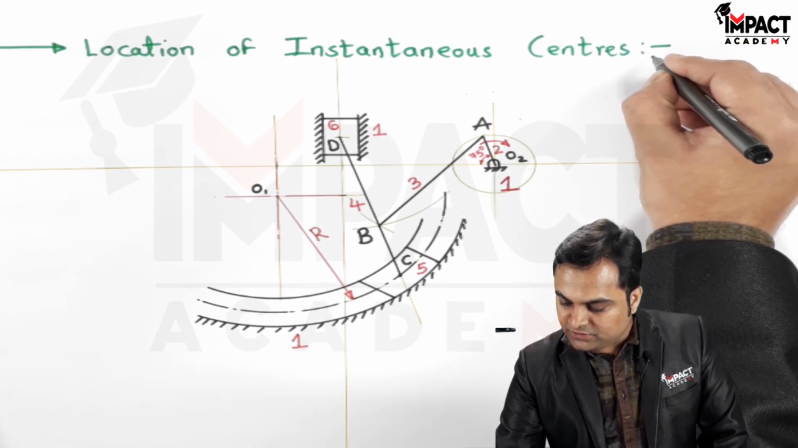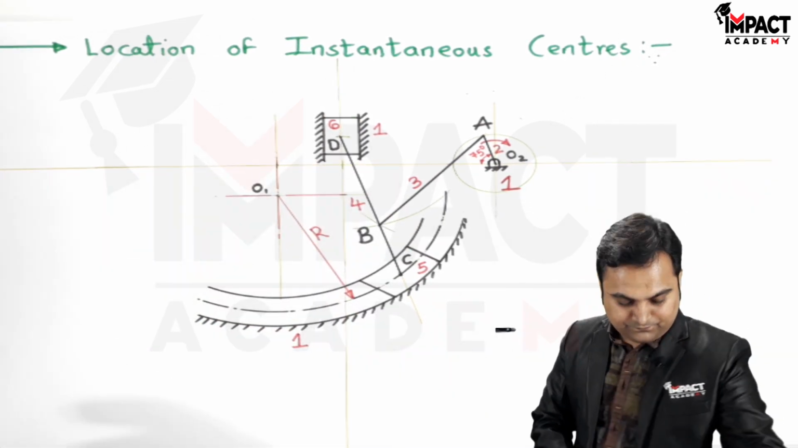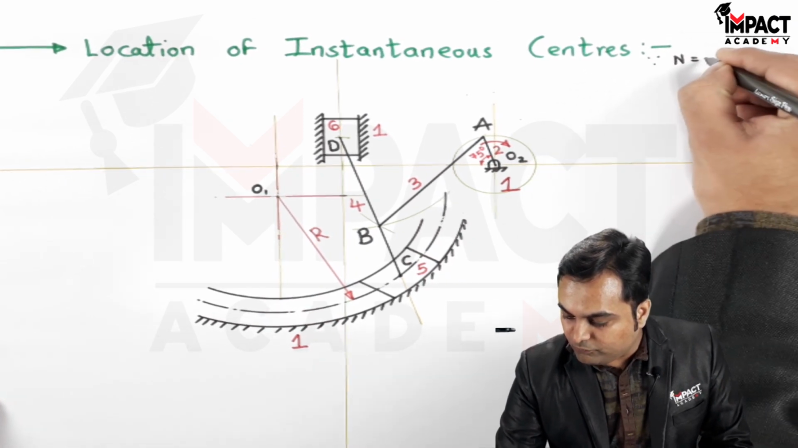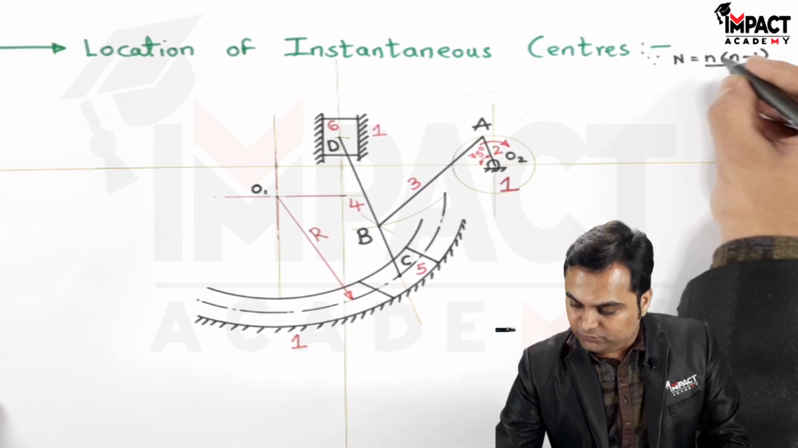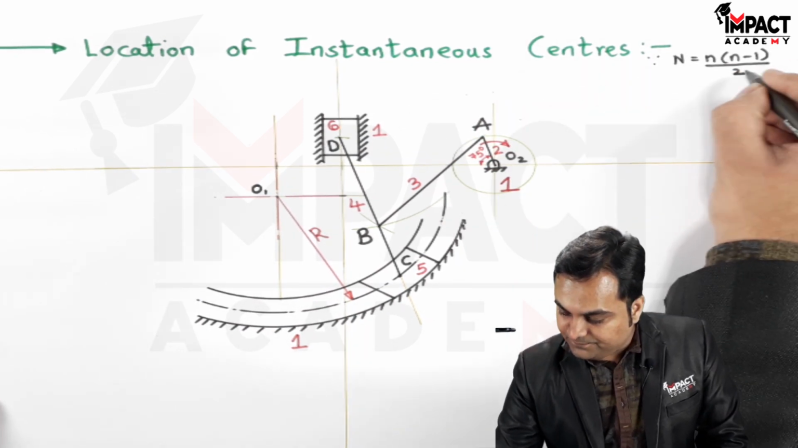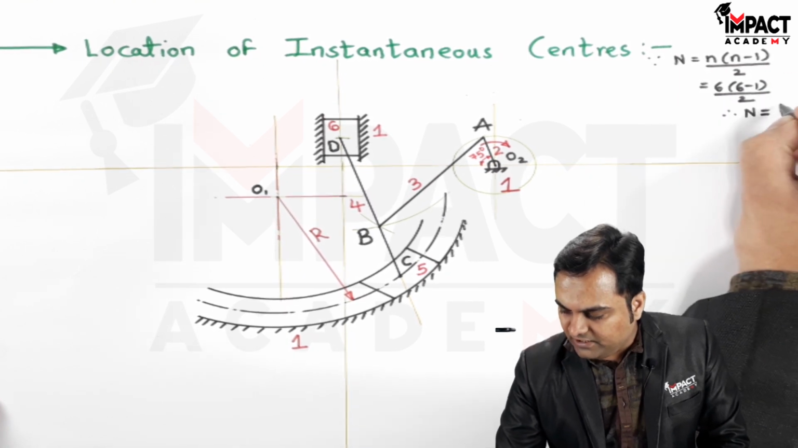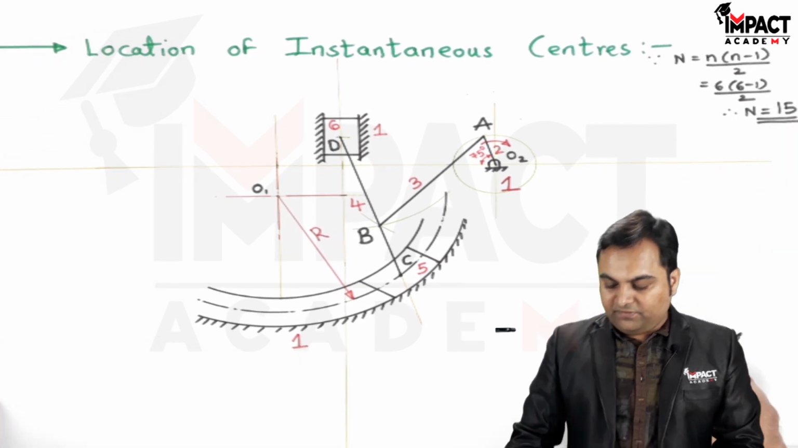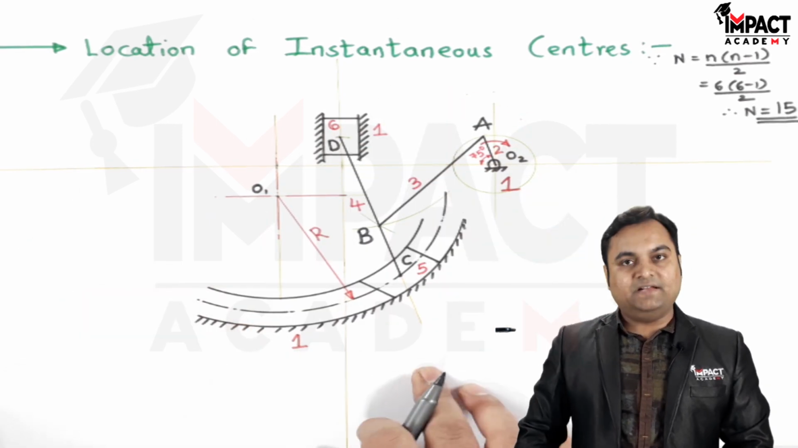I'll write down, since the number of instantaneous centers are given by the formula capital N is equal to small n into n minus 1 divided by 2. Here small n indicates number of links. As we see, this is a 6 link mechanism. After calculating this, the answer comes out to be 15. It means there are 15 instantaneous centers to be located for this mechanism.